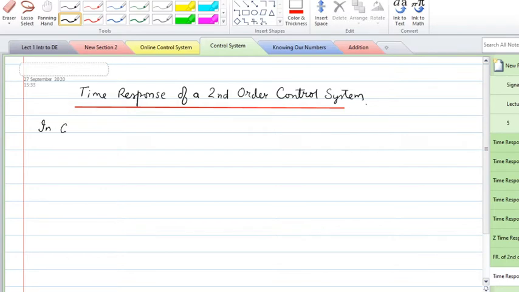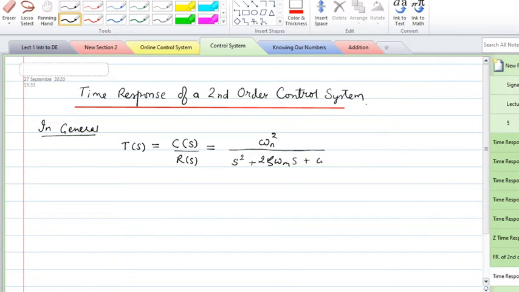In general, a second order control system can be expressed as T(s), where T(s) is the transfer function of the second order control system, given by output divided by input, and is equal to omega n square divided by s square plus 2 zeta omega n s plus omega n square, where this second order control system is specified by the highest power of s in the denominator as 2.